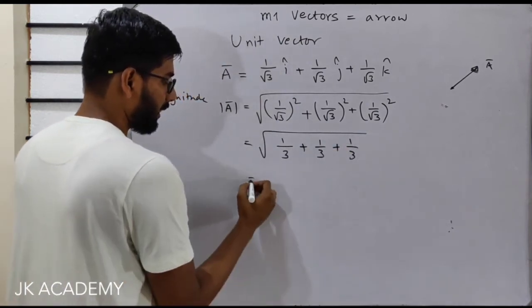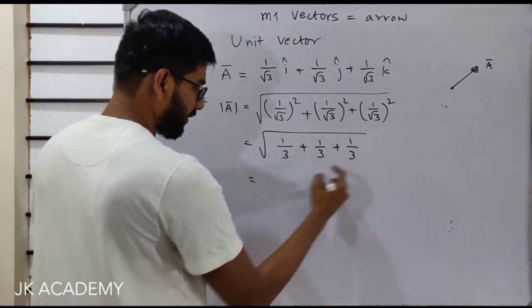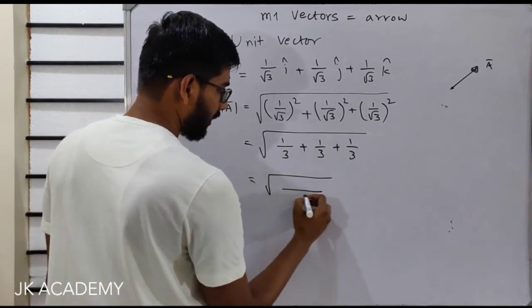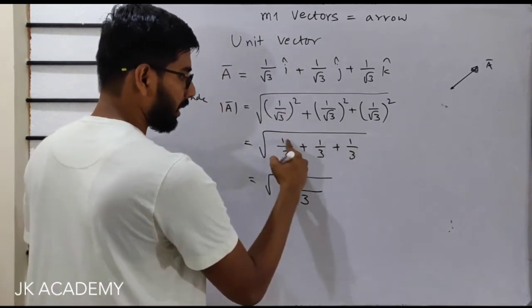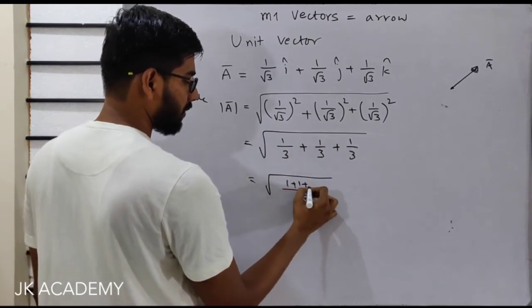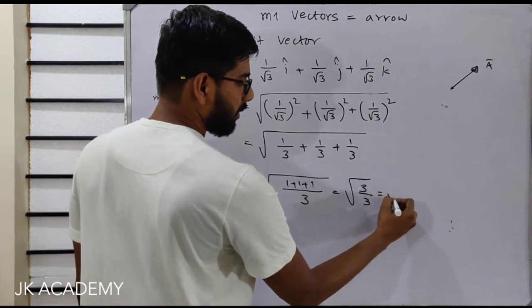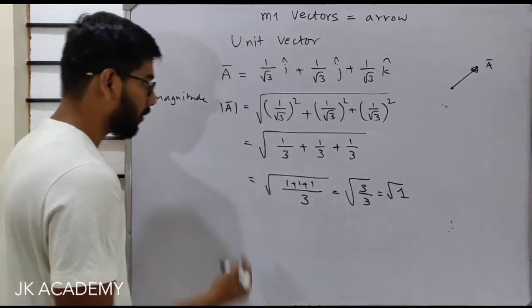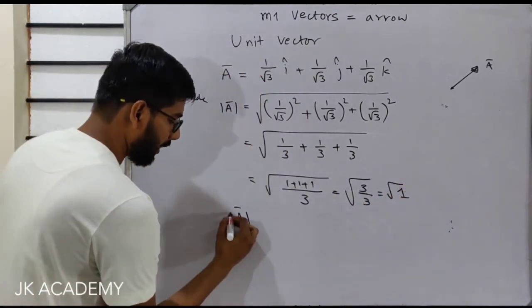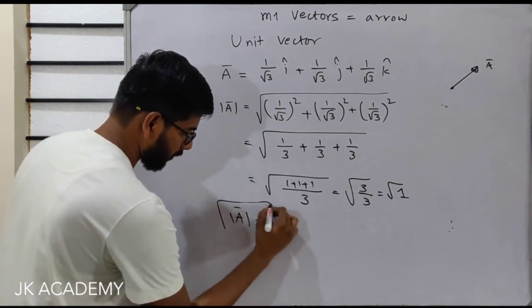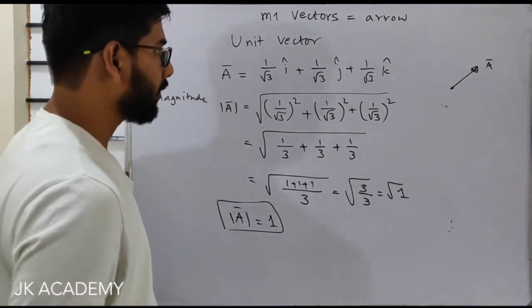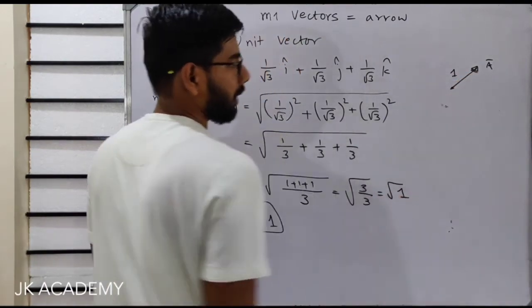So what will I get? All the denominators are the same, so I will keep the denominator as it is and add the numerators: 1 plus 1 plus 1. It will be 3 by 3. It will be under root 1. So my magnitude of a is what? 1. So the length of this arrow is 1.